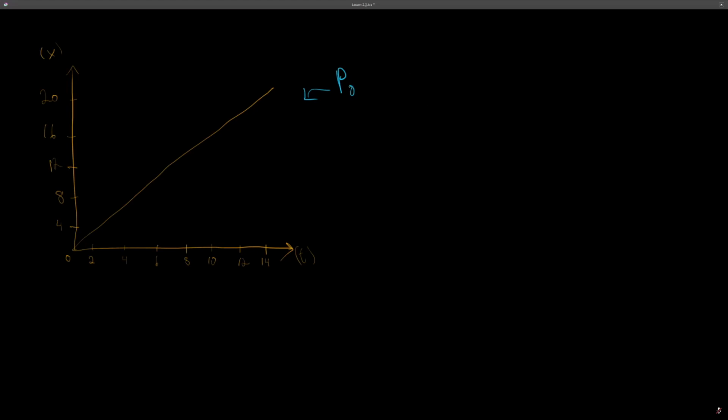This is a position time graph. What a position time graph represents is how far an object has traveled in any given time. So for example, if I look at time 6, the object has traveled around 12 meters, if I give it a unit of meters. So it shows me how far an object has traveled in any given time.